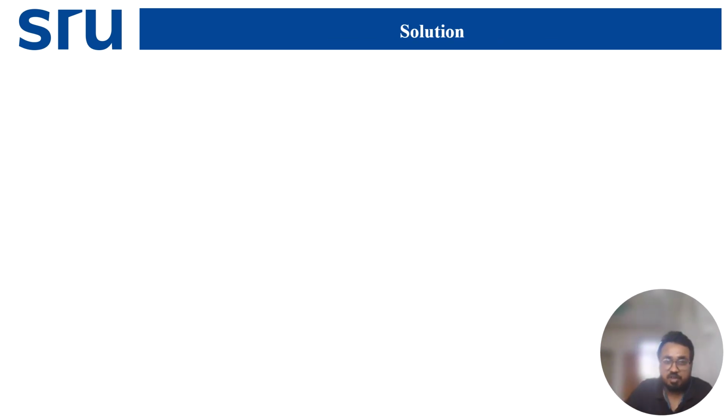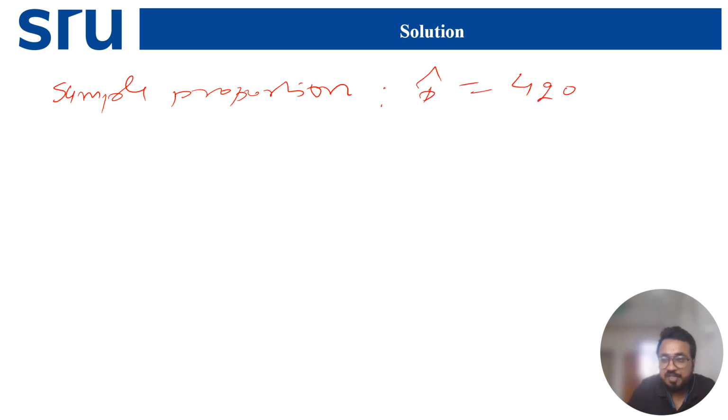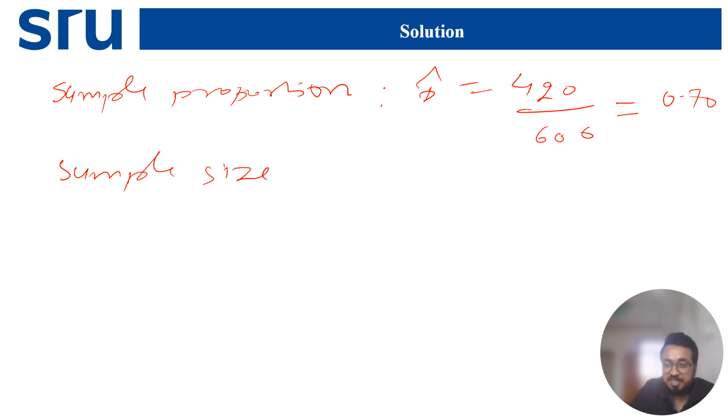So now we will solve this problem. What is given here? First we will find the sample proportion, that is P cap. This is equal to 420 by 600, which is 0.70, right? Sample size n equals 600. So this is a large sample.